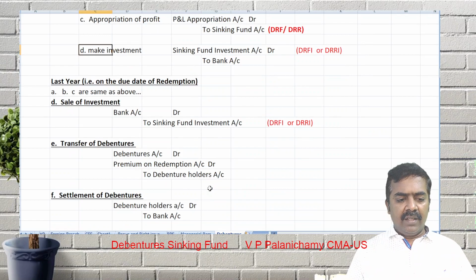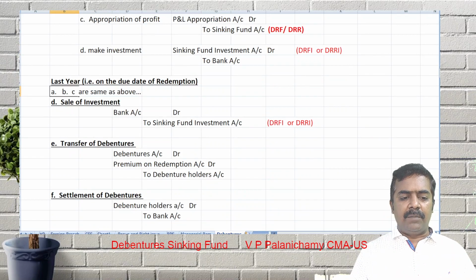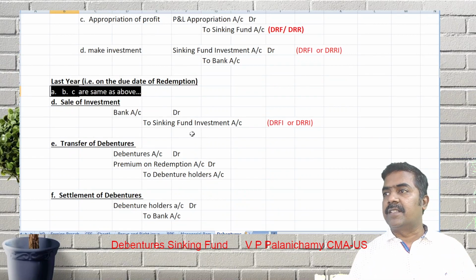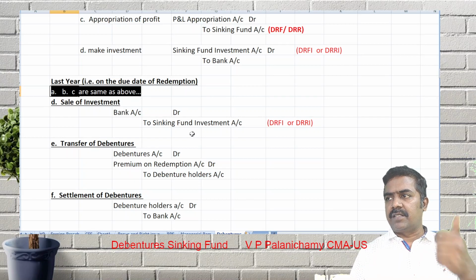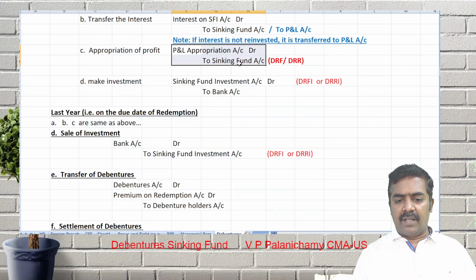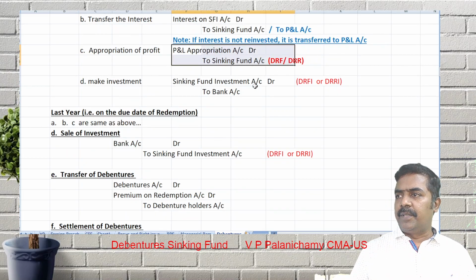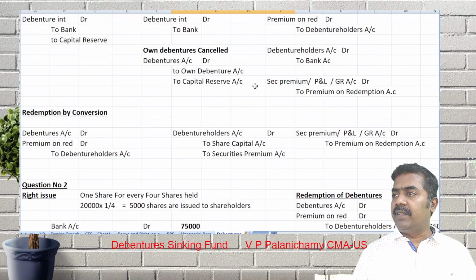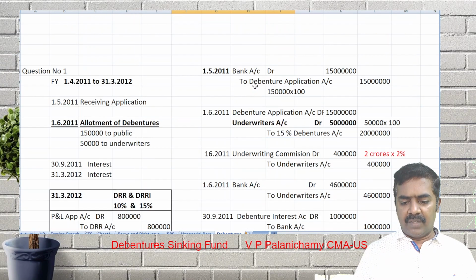இன்வெஸ்ட்மெண்ட் அந்த மாதிரி. லாஸ்ட் இயர்ல ABCR சேம்னு கொடுத்துருப்பேன். What do you mean by ABCR same? Receive the interest, transfer the interest, then what? Appropriate the money also. P&L appropriation account debit to what? Debenture redemption reserve. Even it will be done in what? Last year also. So come back.